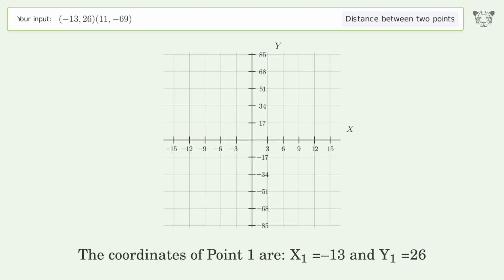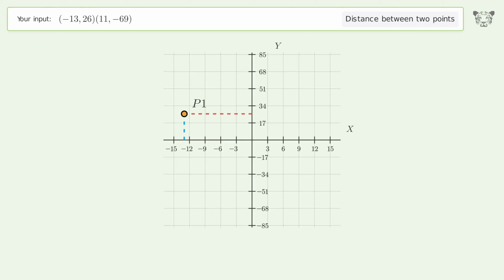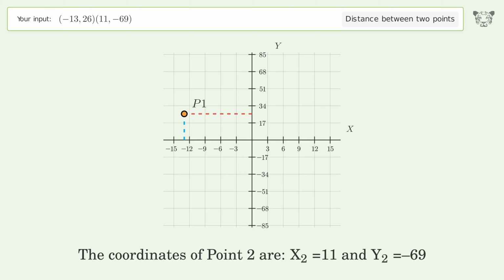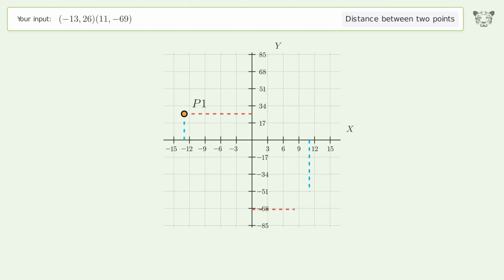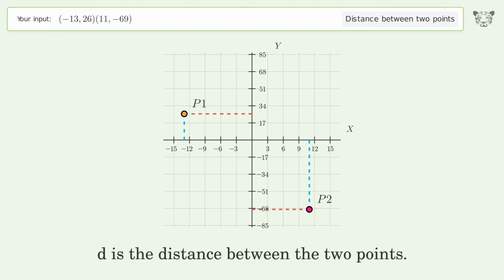The coordinates of point 1 are x1 equals -13 and y1 equals 26. The coordinates of point 2 are x2 equals 11 and y2 equals -69. D is the distance between the 2 points.